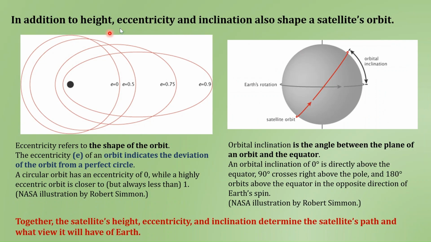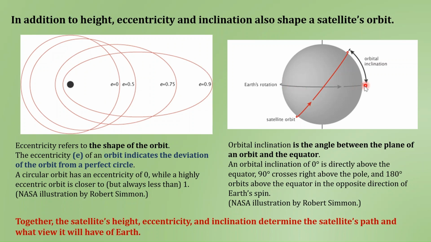Apart from the height, eccentricity and inclination are also very important factors in shaping a satellite's orbit. Eccentricity refers to the shape of the orbit. The eccentricity of an orbit indicates the deviation of the orbit from a perfect circle. When the value of eccentricity is 0, it means the path is a perfect circle. But as the value moves towards 1, it will always be less than 1, it means the orbit is elliptical.